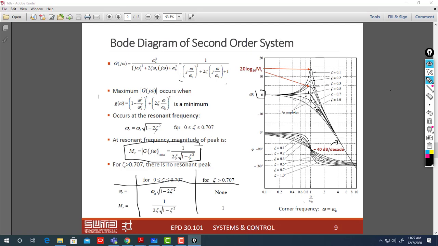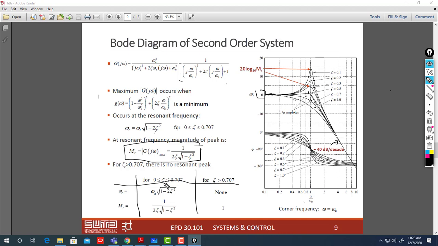For example, let's take the case when zeta equals 1, because 0.7 is already included in here, even so, it's very small. So look at when zeta equals 1: the maximum magnitude is here at low frequency. After it, the magnitude is smaller than 0 decibel. So 0 decibel is 1, unitless. And no resonant frequency. Maximum magnitude is 1.